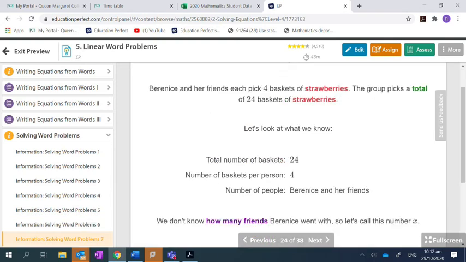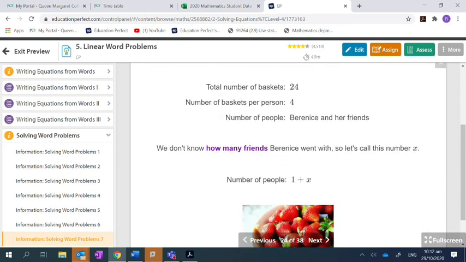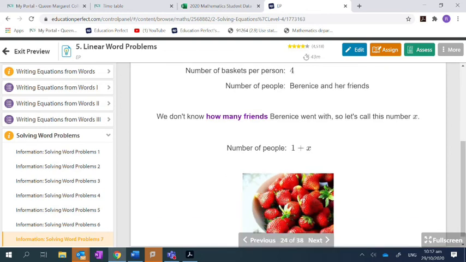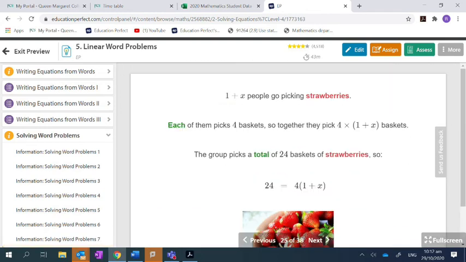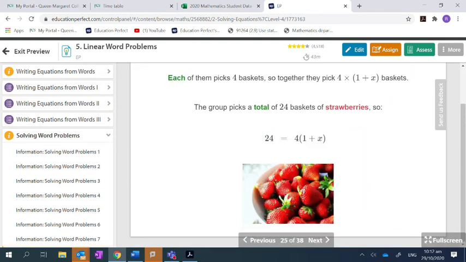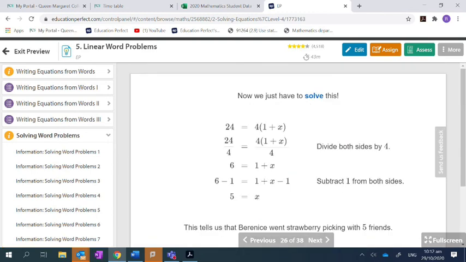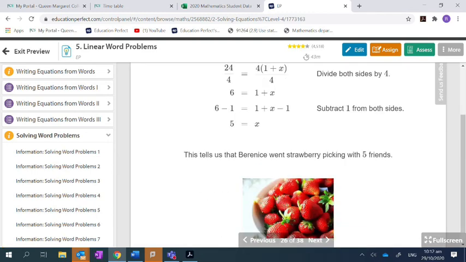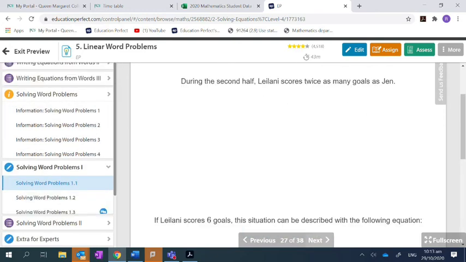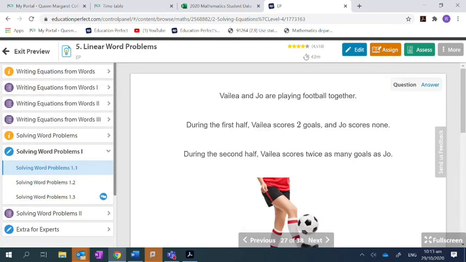All right. Total number of baskets, feast, number of people, Berenice and her friends. They even called it X. Yeah, this one, they did it way harder than we did. You can just subtract her out in the end to get the 5 plus 1. Okay. Here we go. Come on. Focus.